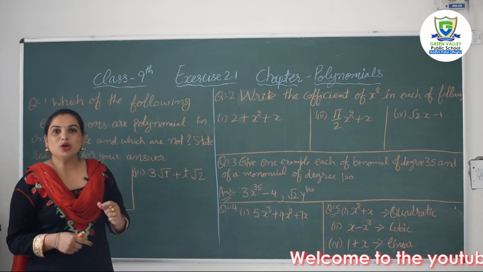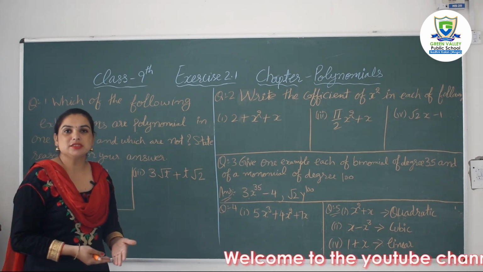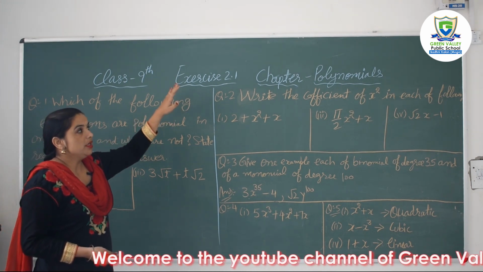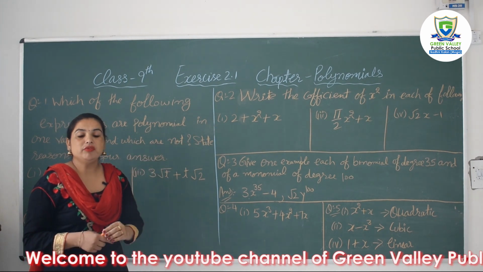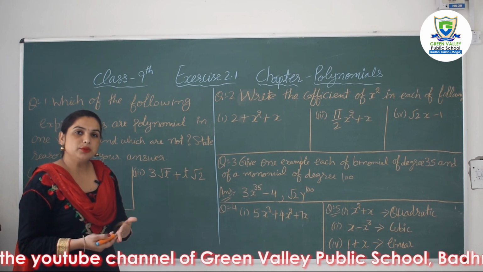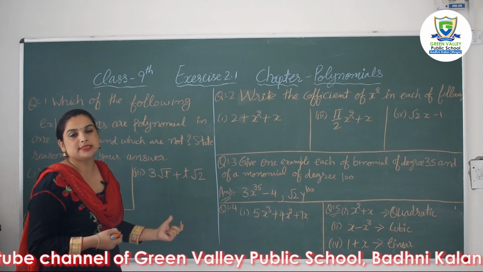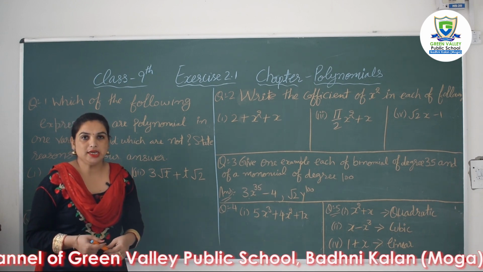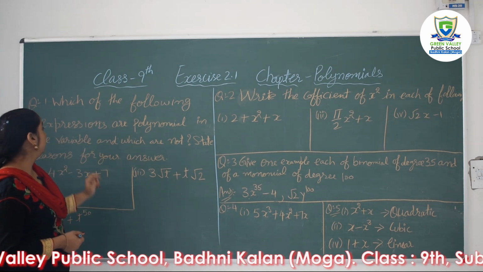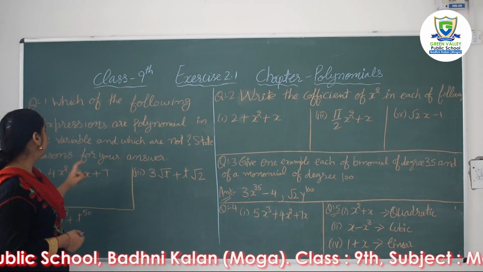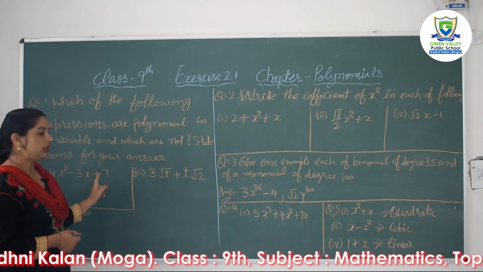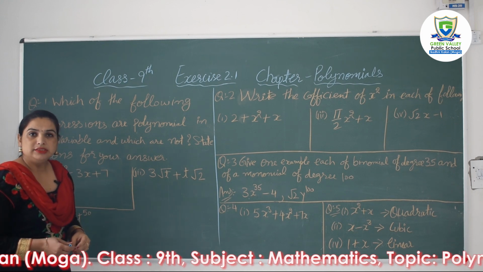Today we'll do our topic polynomial, the next topic of this, the exercise 2.1. If you remember, in the previous video, we have learned the basic concept of polynomial. Now with the help of these, we have to solve this exercise. Let's start this exercise. We have the first question of this exercise. Which of the following expressions are polynomial in one variable and which are not? State your reason for your answer.